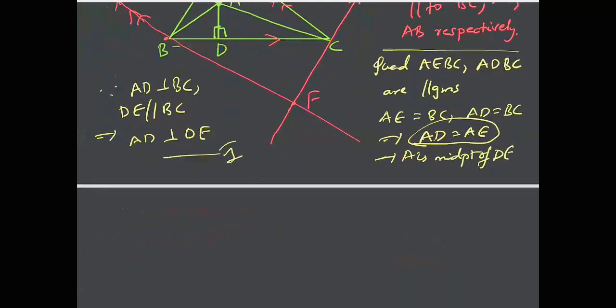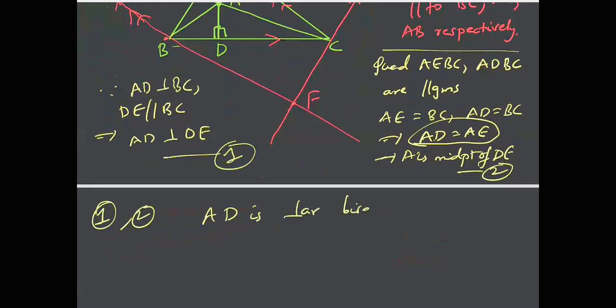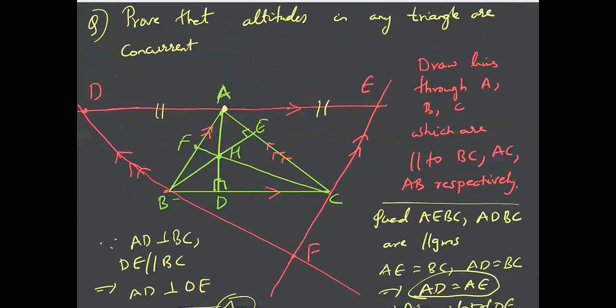So say this is equation 1 and this is equation 2. So 1 and 2 imply that AD is the perpendicular bisector of side DE of triangle DEF, right? So what I have said is AD is the perpendicular bisector of this side DE. This is what we have proved until now. So in a similar fashion, I can prove that CF is the perpendicular bisector of this side EF and BE is the perpendicular bisector of this side DF, right?